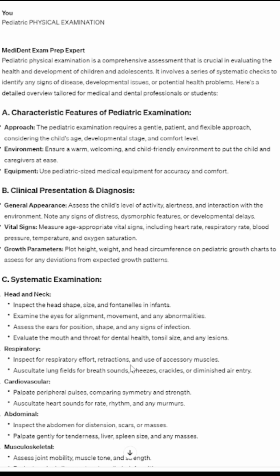B. Clinical presentation and diagnosis. General appearance. Assess the child's level of activity, alertness, and interaction with the environment. Note any signs of distress, dysmorphic features, or developmental delays.